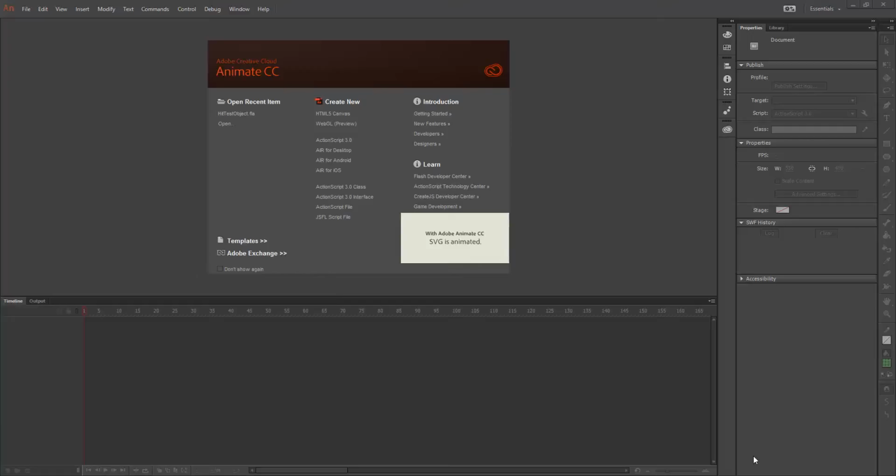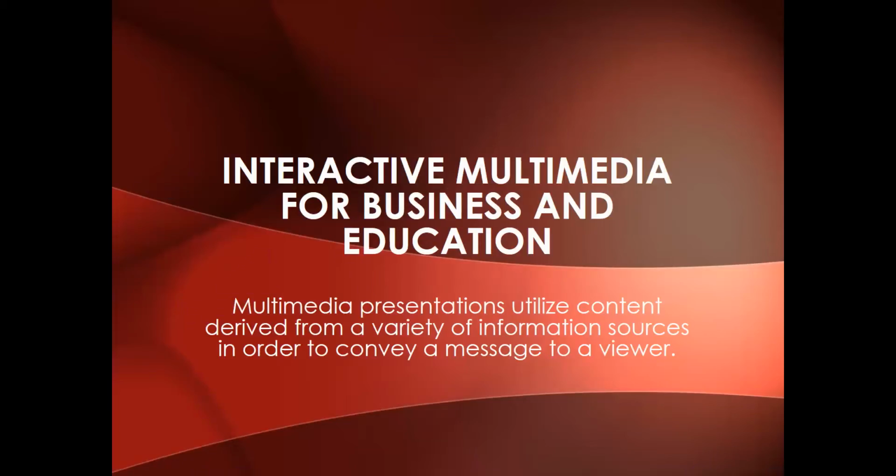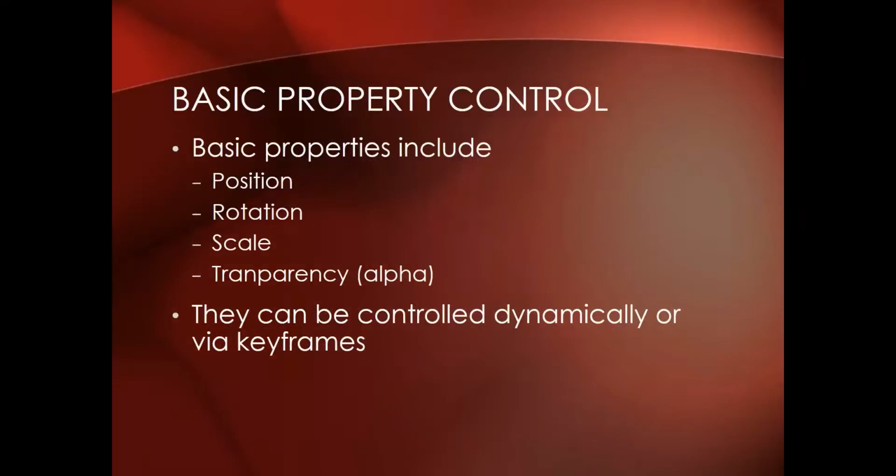Hello everyone. In this movie, we're going to try to clarify some of the concepts that we have been playing with over the last few classes. Namely, we're going to be talking about basic properties of movie clips. We've tried and played with some of these during the exercises in class, but there seems to be a bit of confusion between what can be done via keyframes and what can be done dynamically. So, with that in mind, let's talk about what the basic properties are.